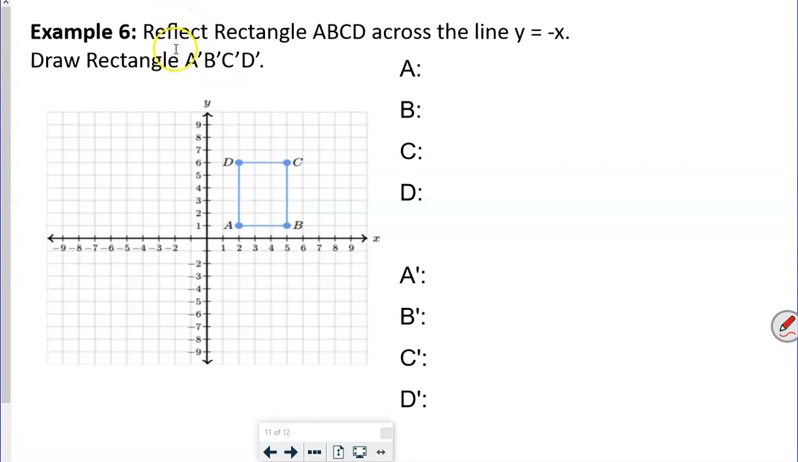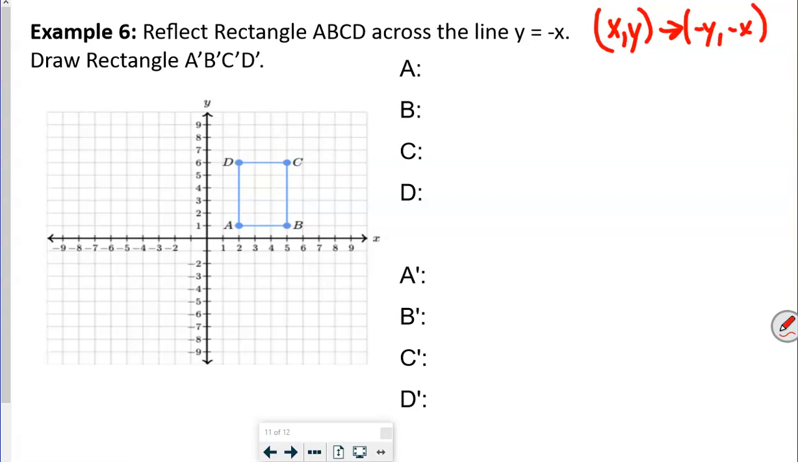Let's do this example together. Okay, so this says reflect rectangle ABCD across line y equals negative x. So that is the line y equals negative x. So let's go back and look at that rule. What happens when it's the line y equals negative x? What is our actual rule? So we go x, y does what? Is it going to be negative y comma negative x? Isn't that going to be our rule?